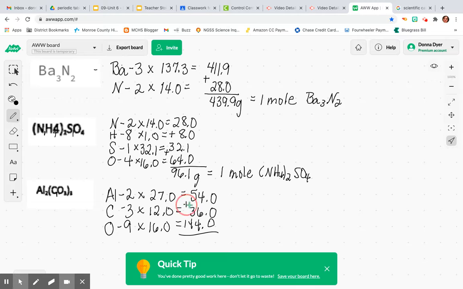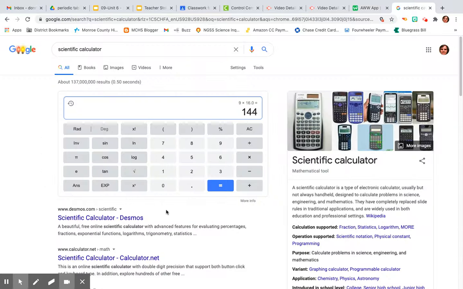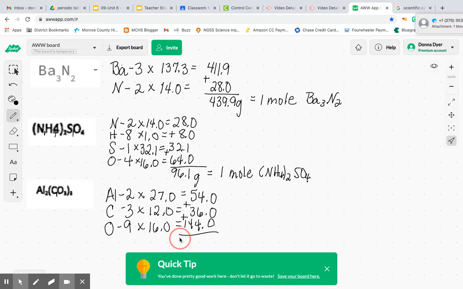Then we add everything together. 144 plus 36 plus 54. So 144 plus 36.0 plus 54.0 gives us 234, and that's going to be 234.0 because again, we should be doing one place past the decimal. So 234.0 grams.